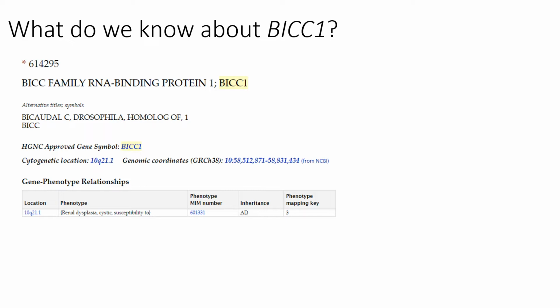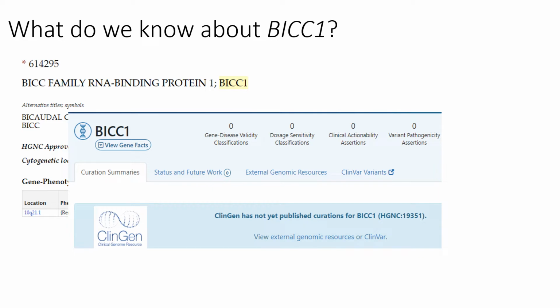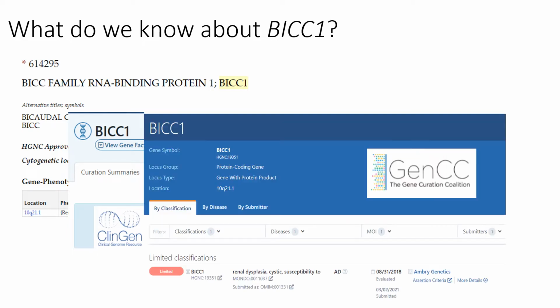A quick check of OMIM shows that it does have a phenotype associated with it, but notice the brackets around the name. This indicates that at this time, OMIM is reporting this as a susceptibility to a multifactorial disorder, in this case a disorder they have termed renal dysplasia cystic susceptibility 2. Checking in ClinGen, which does indeed have several expert panels focused on kidney disorders, reveals no current curations. To clarify, a result like this simply means that the gene has not been evaluated at this time. It does not necessarily mean that the gene is not a valid cause of disease.